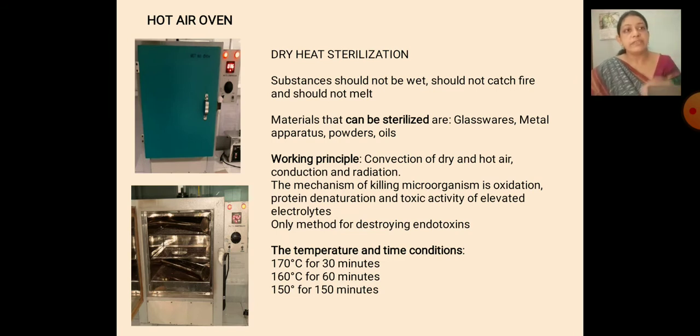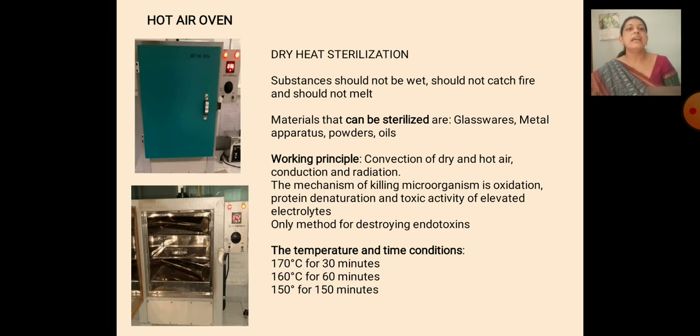The most important here is the convection process. In convection, the air inside the entire hot air oven gets heated up, and this circulated air causes the killing of the microorganisms in three ways. One is oxidation, second is protein denaturation, and third, there is an increased concentration of electrolytes because no water is there, and that leads to the death of the microorganism. And this is one of the best techniques to remove the endotoxins of the microorganisms that are present.